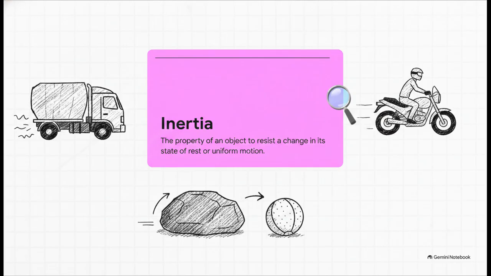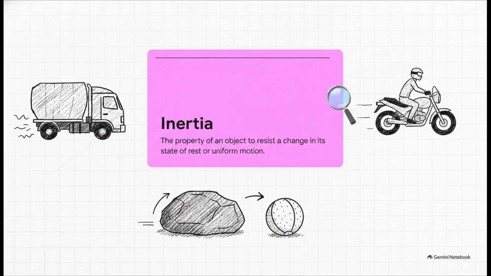Inertia is just the natural tendency of an object to resist any change in its state of rest or uniform motion. Think about it. Your body was already in motion along with the bus. The bus stopped, but your body wanted to keep right on moving forward. And how do we actually measure this physical resistance? We use mass. Mass is the exact measure of inertia.